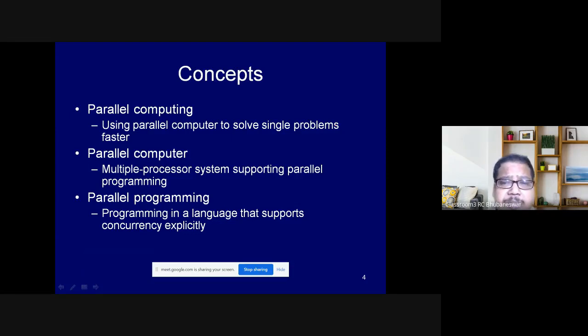So this is your message passing, or we can say MPI. Open MPI is a platform, and here everybody is able to communicate from one to another, so that we can get the job done as quickly as possible. And the last one is parallel programming. Programming in terms of that, we support concurrency.